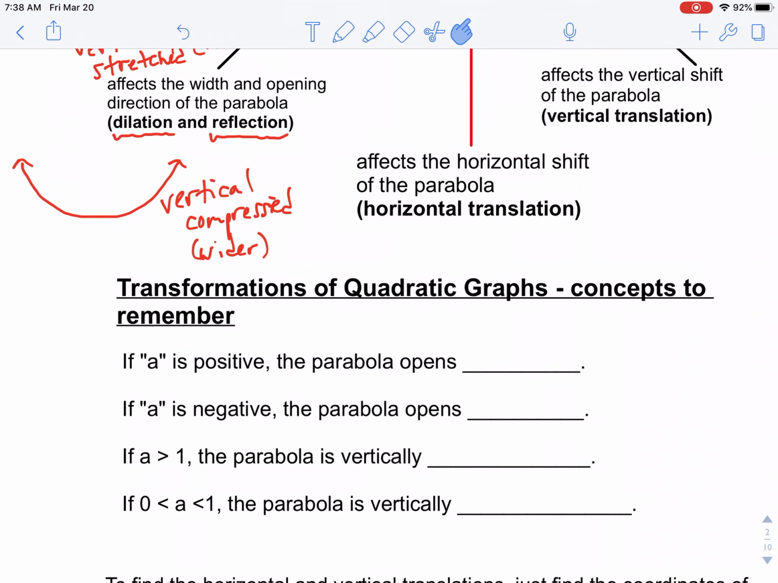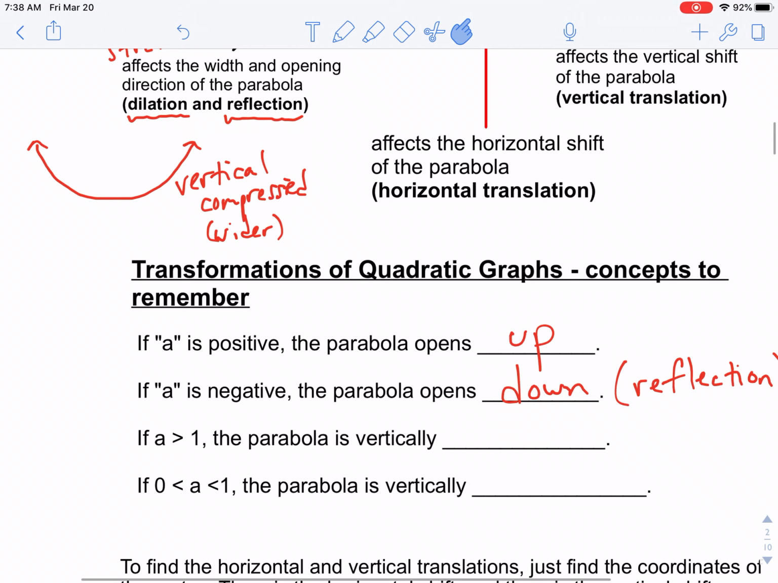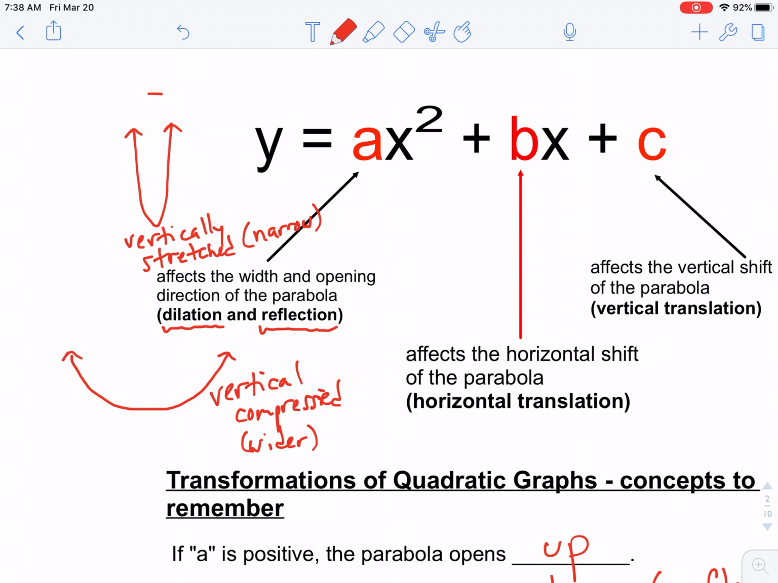Transformations of quadratic graphs, concepts to remember. If the A is positive, the parabola opens up. But if A is negative, the parabola opens down, which makes it a reflection when it opens down. Okay? And so to tell whether or not the parabola is stretched or compressed, you look at the A value. If the A value is greater than 1, then it will stretch the parabola vertically. Like this picture up here. That's a vertical stretch. Okay?